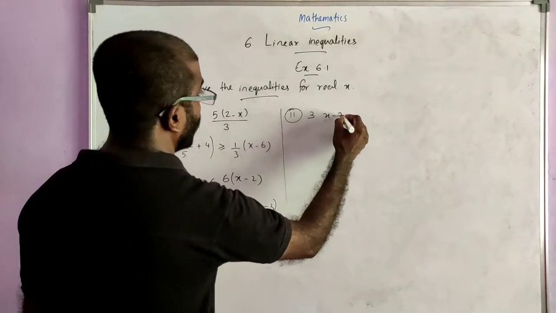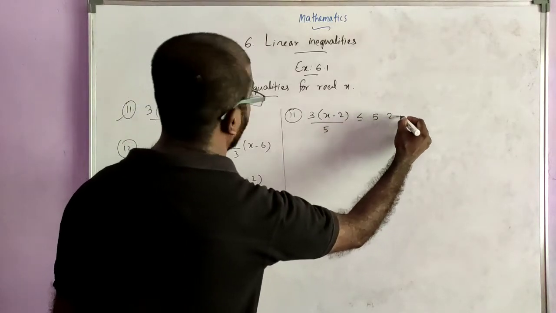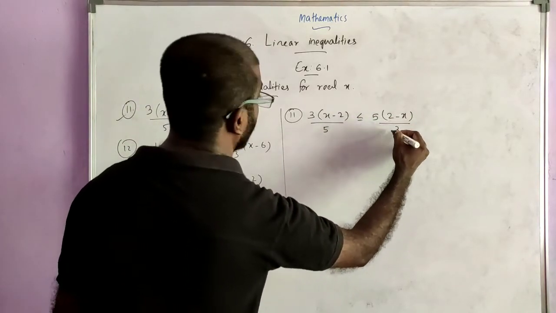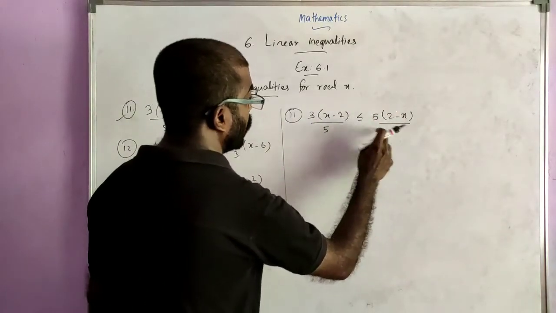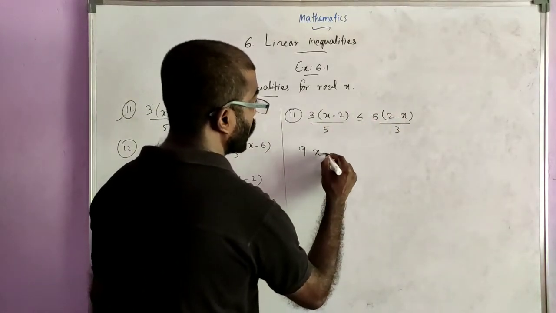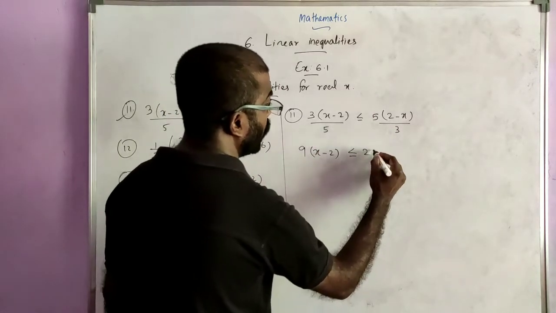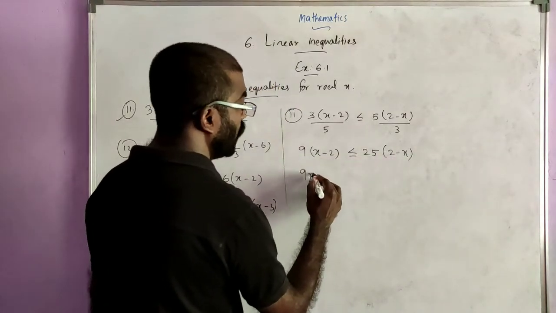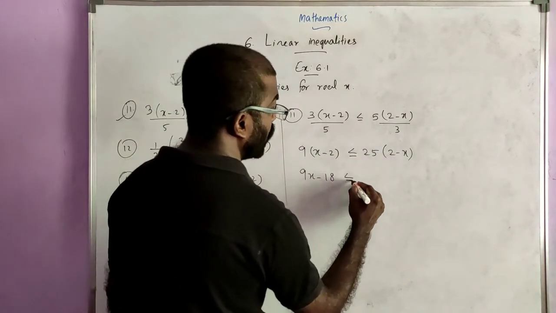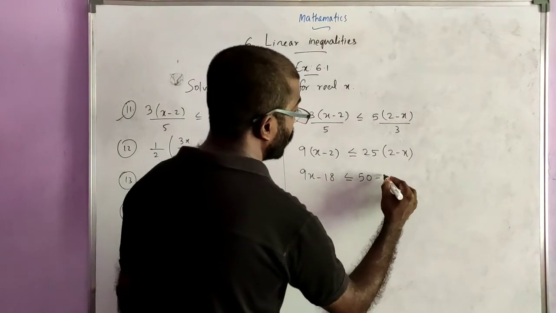3 into x minus 2 by 5 less than or equal to 5 into 2 minus x by 3. First we can cross multiply this 3 and 5. 3 into 3, 9. 9 into x minus 2 less than or equal to 5 into 5, 25 into 2 minus x. Now we can multiply: 9x minus 18 less than or equal to 25 into 2, 50 minus 25x.